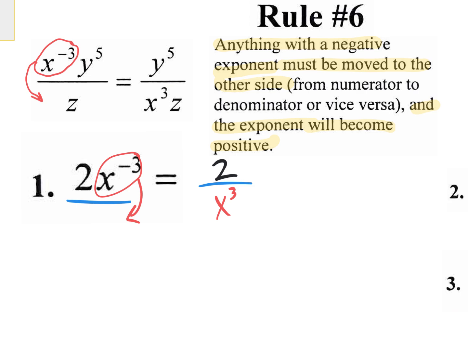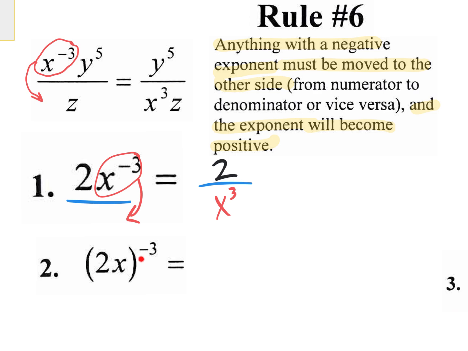If we take a look at number 2 over here, compare number 1 to number 2. Number 2, we have the whole thing, the whole entire thing in parentheses with the negative exponent on the outside. So there's a couple of ways of doing this. One way is to distribute the power to both terms. That's rule 3. And then move the negative exponents to the other side and they become positive.